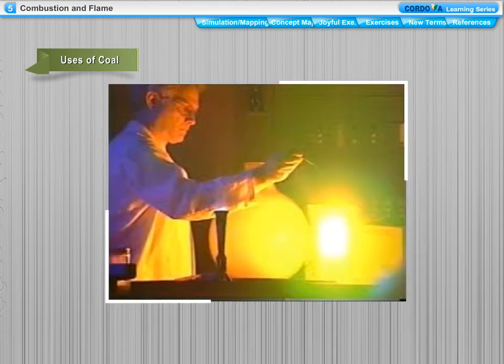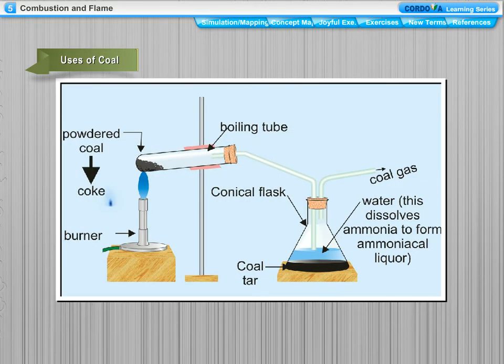In industries, coal is strongly heated in closed retorts in the absence of air to get some useful products such as coke, coal tar, ammoniacal liquor and coal gas. This process is called destructive distillation of coal.